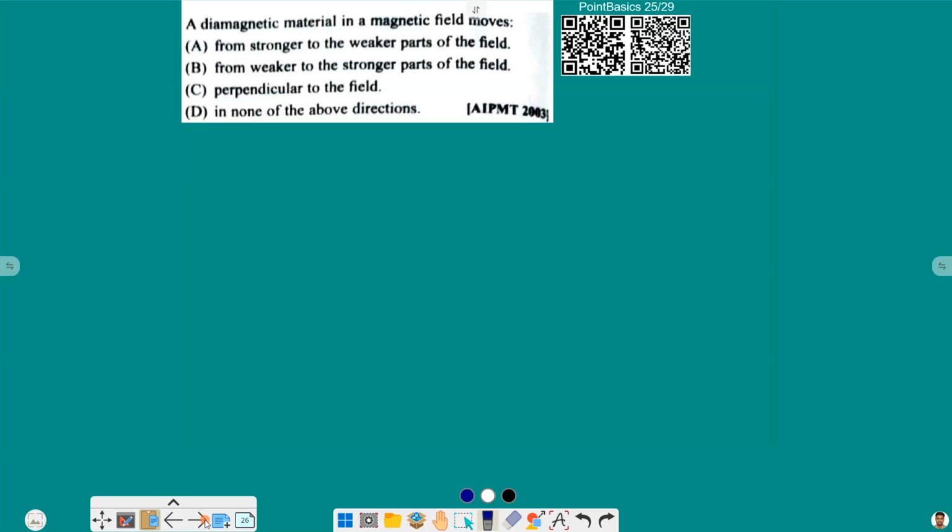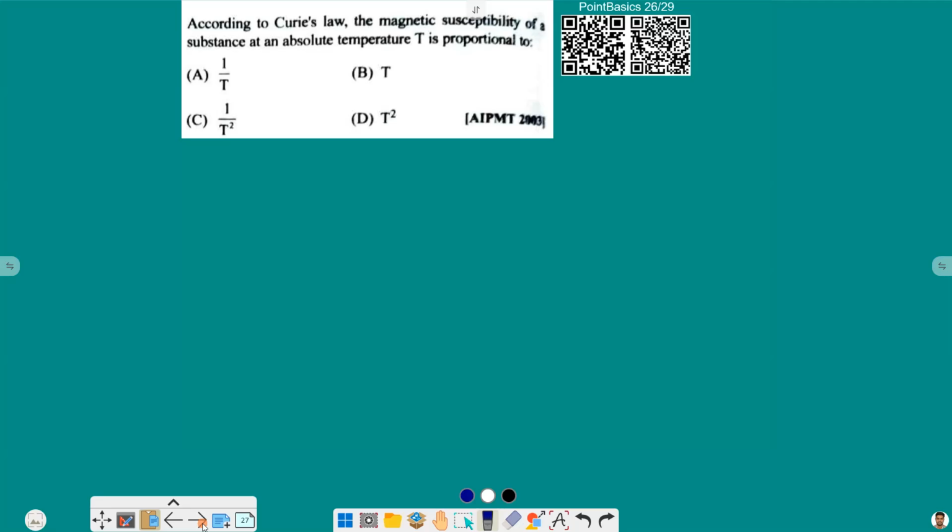A diamagnetic material in a magnetic field moves from stronger parts to the weaker part of the field because it is getting repelled. So option A will be the right answer. According to Curie's law, magnetic susceptibility of a substance at absolute temperature T is proportional to 1 by T. So option A.